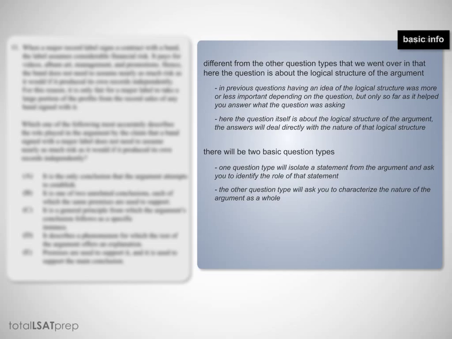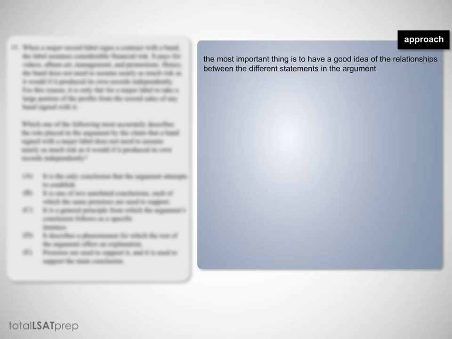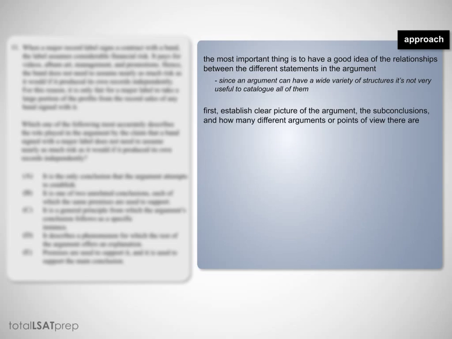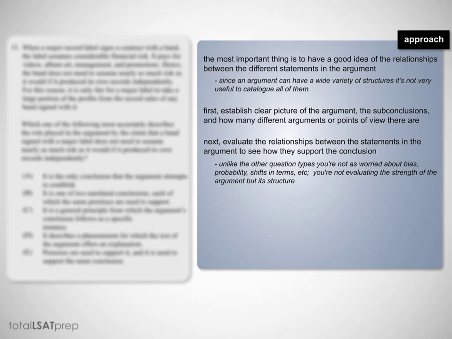Okay, so what's our basic approach? The most important thing is to have a good idea of the relationships between the different statements in the argument. Since an argument can have a wide variety of structures, it's not actually very useful to catalog all of them. But it is relevant to keep an eye out for the different kinds of relationships in the argument. Okay, so first, establish a clear picture of the argument, the sub-conclusions, and how many different arguments or points of view there are. Next, evaluate the relationships between the statements in the argument to see how they support the conclusion. Unlike the other question types, you're not as worried about bias or probability or shifts in terms, those kinds of things. You're not evaluating the strength of the argument, but its structure.